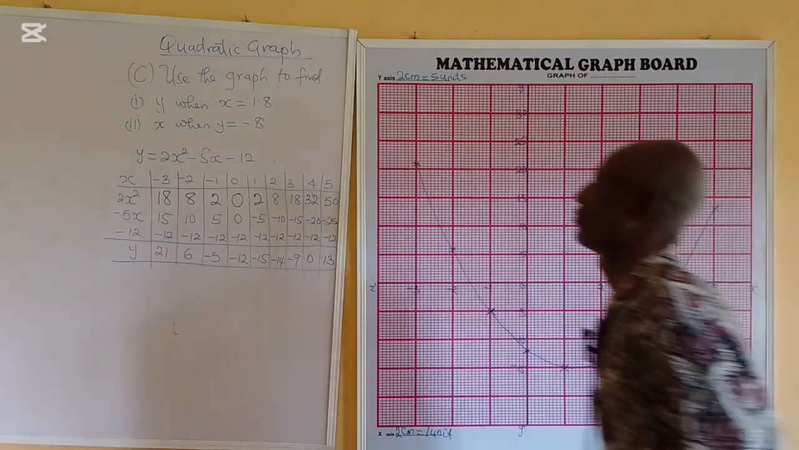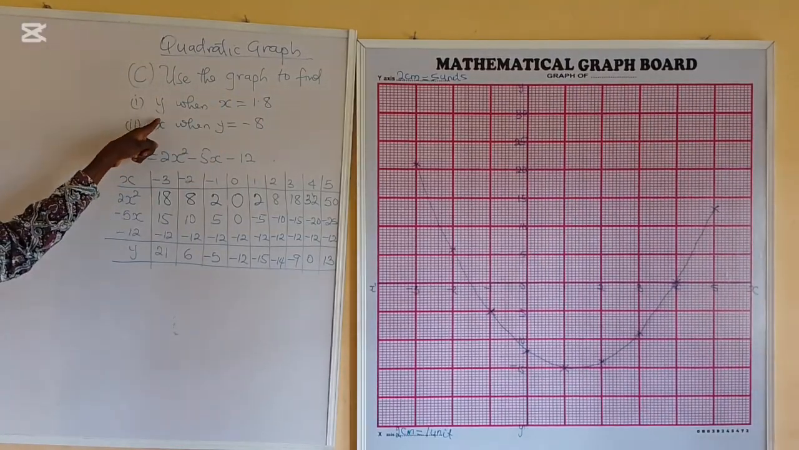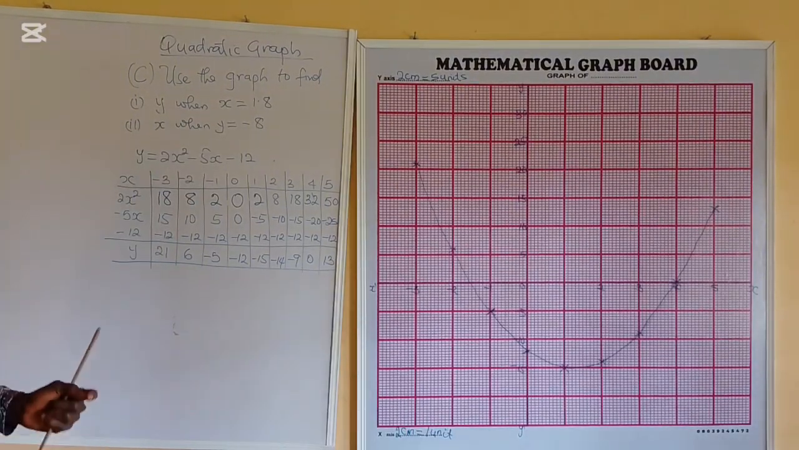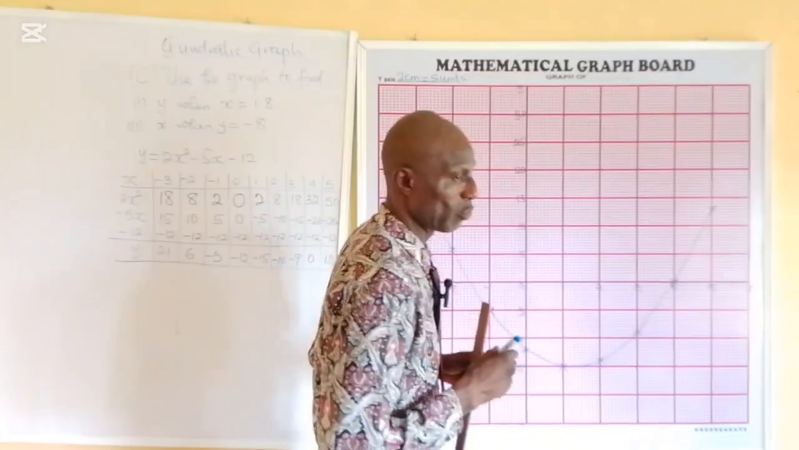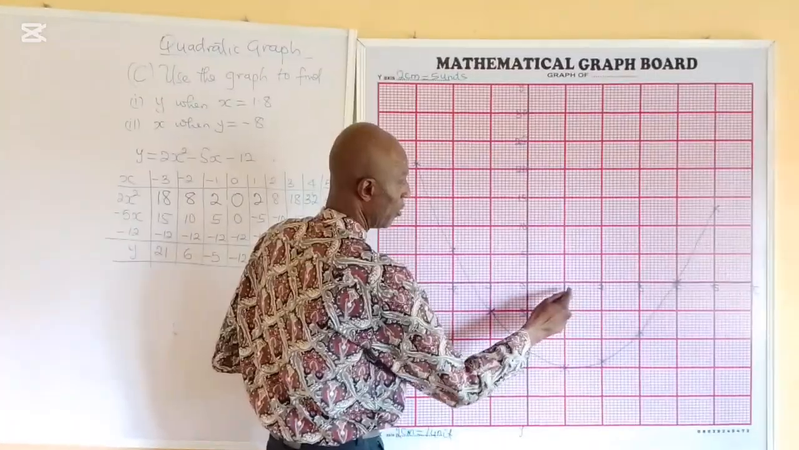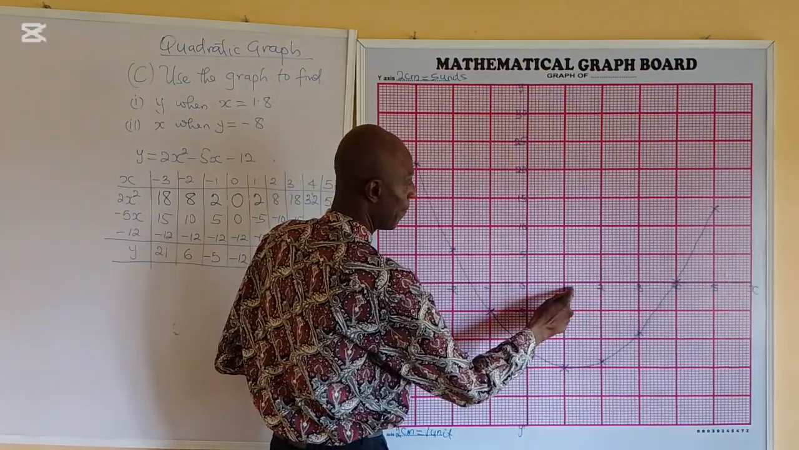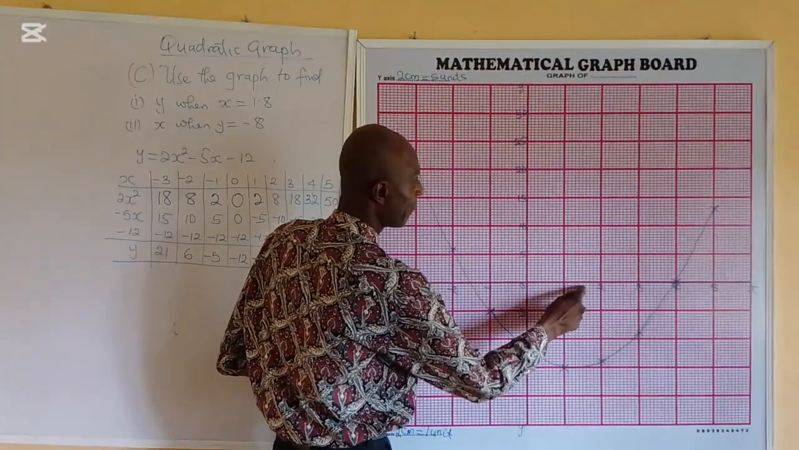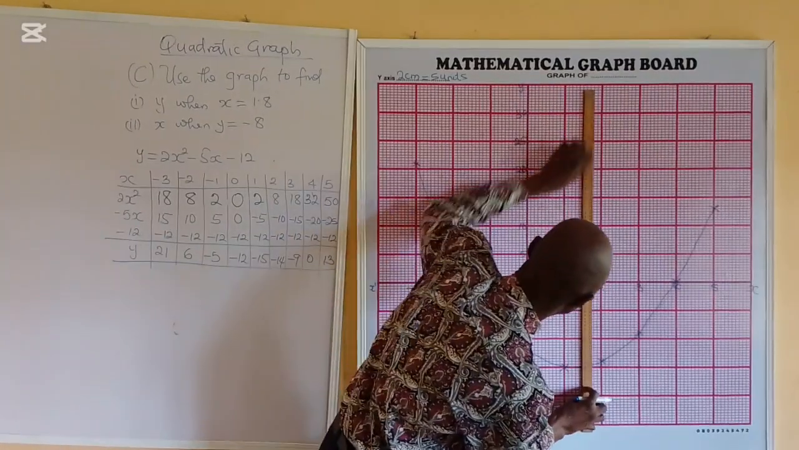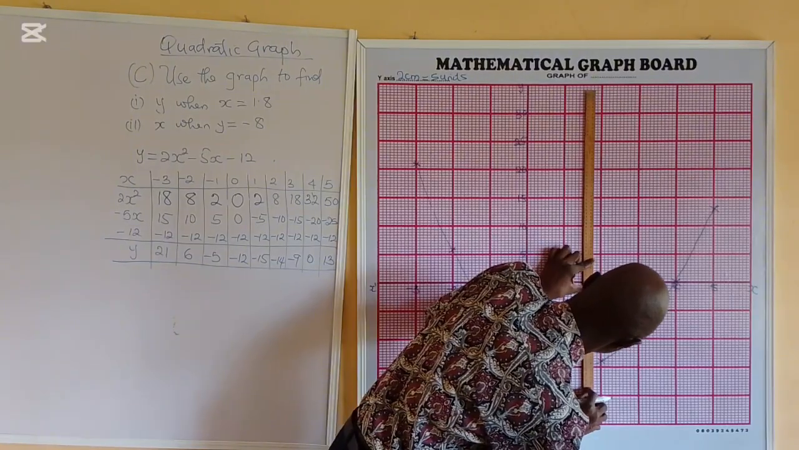Now let us follow the question. Part C: use the graph to find the value of Y when x is 1.8. So let's go to when x is 1.8. Now, this is 1, this is 2. Each line is one box, and one of the boxes is what you're going to count. 1.1, 1.2, 1.3, 1.4, 1.5, 1.6, 1.7, 1.8. So you will take it down to touch the curve.